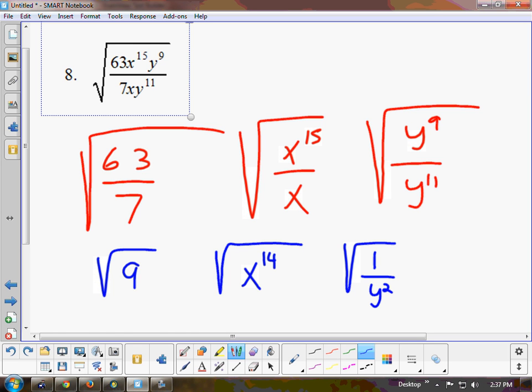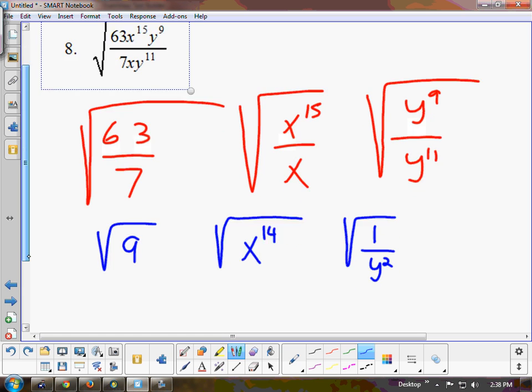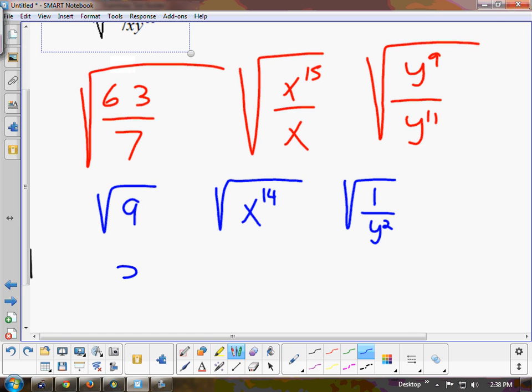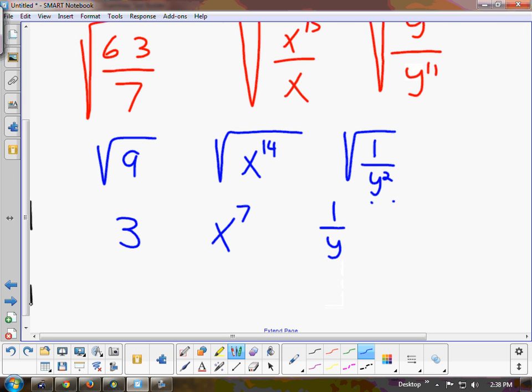Okay, now be careful with this. This here is going to turn into 3. This turns into x to the 7th, because there's 14 of them, there's 7 pairs. Here, you're going to have 1 over y, because you got 2 pairs of y on the bottom, so it puts 1 out front. So your answer is going to be 3x to the 7th over y. So this wasn't actually too bad of a question.